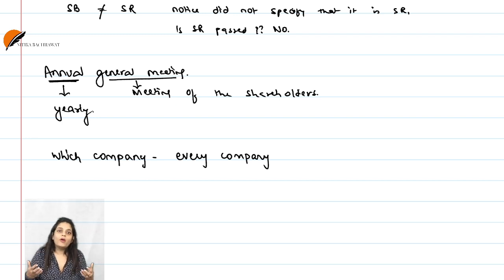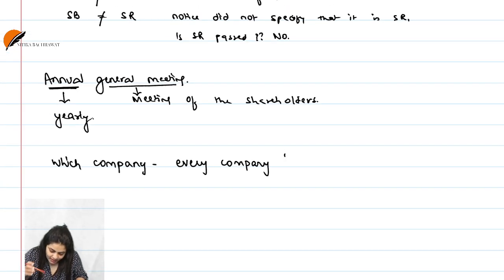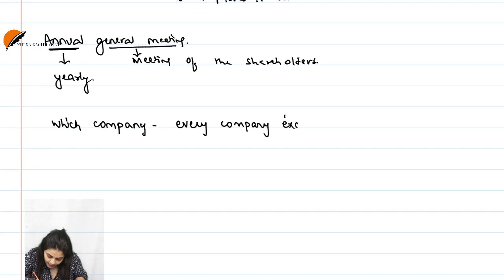Isn't it so pointless to call a meeting for that one member? So, the Companies Act, section 96 says that irrespective of whether you are a private company or a public company, you should call a meeting of the shareholders. But if you are an OPC, there is no point of you calling a meeting. So in case of OPC, you don't have to call the meeting. So every company except OPC, right? Every company except OPC.